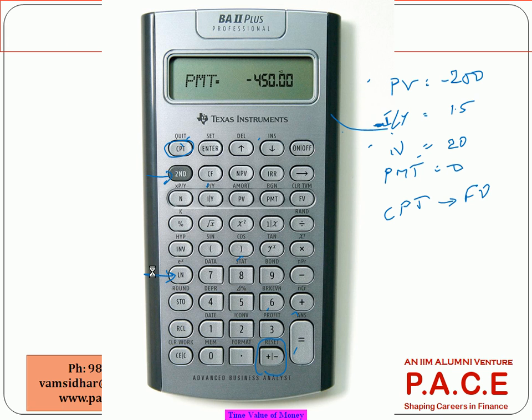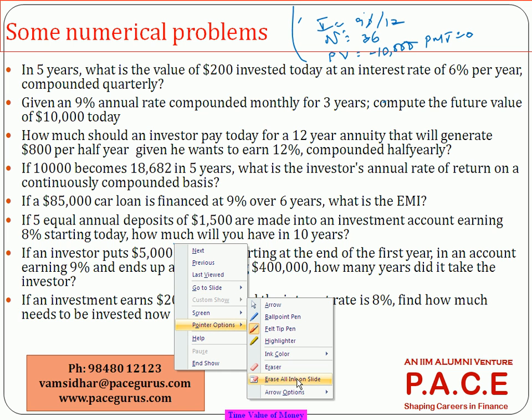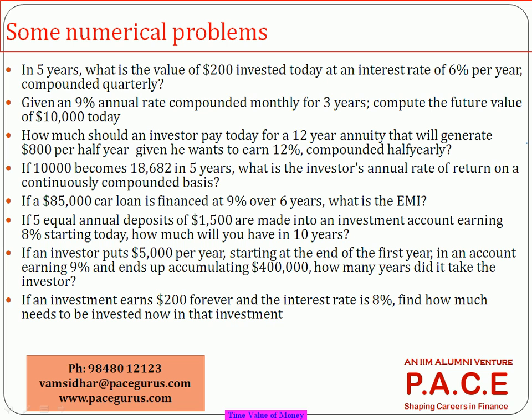So now, let's take a couple more questions. Look at the question here. How much should an investor pay today for a 12-year annuity? Okay, we'll take a regular annuity. A 12-year regular annuity that will generate 800 per half year, given that he wants to earn 12% compounded half yearly.